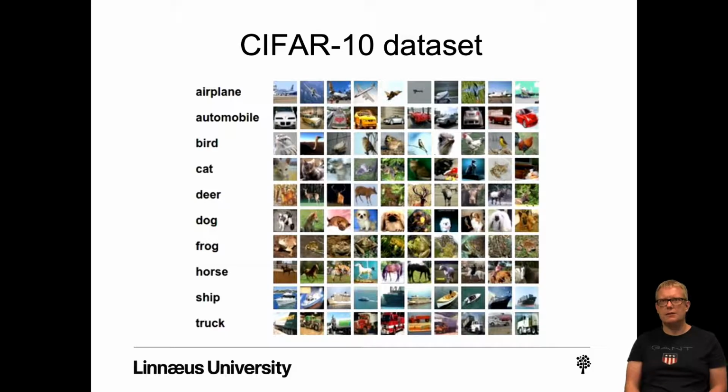And some parts of the dataset look like this. So we have the airplane and some pictures of planes, and we have automobile, bird, cat, deer, etc. So 10 categories of different types of objects that we shall recognize.